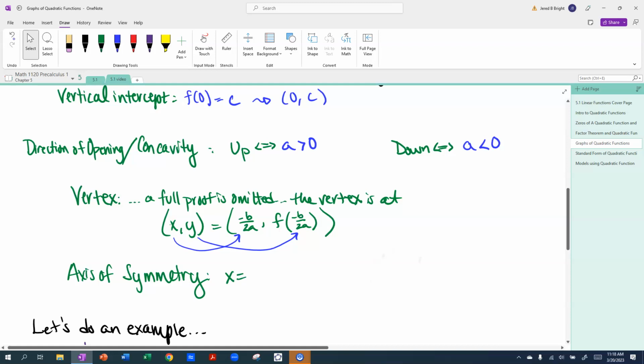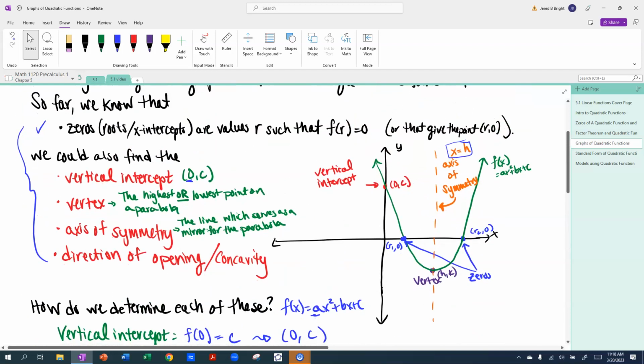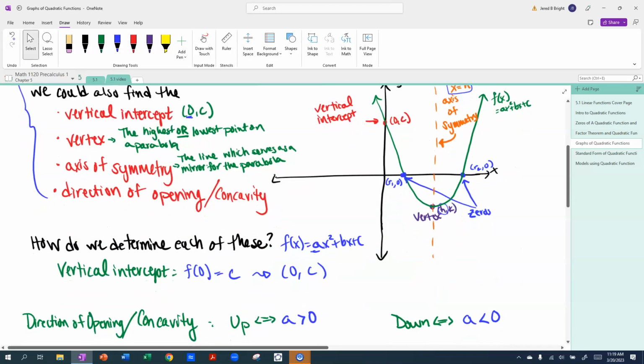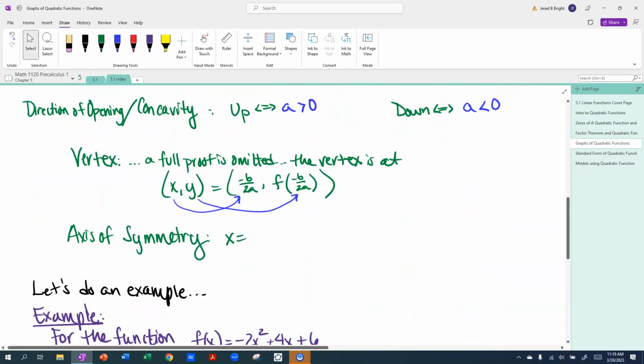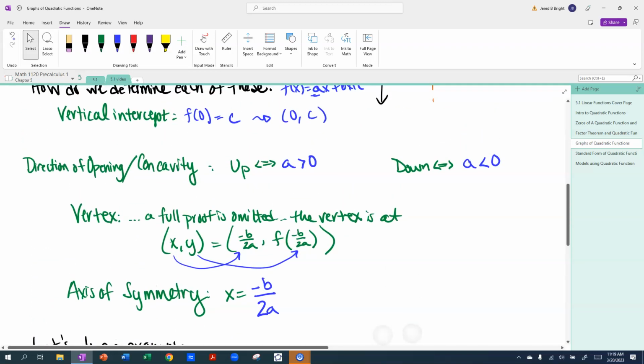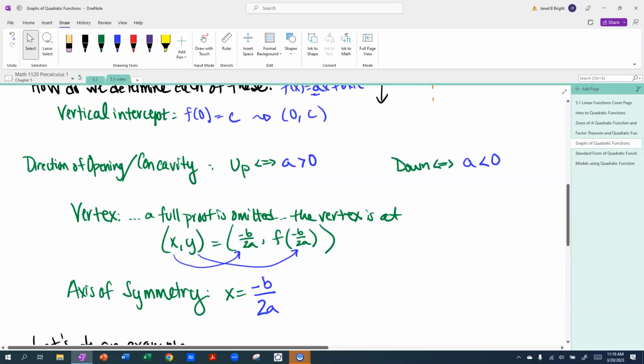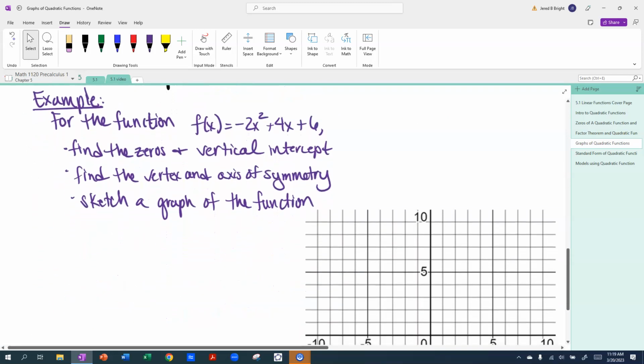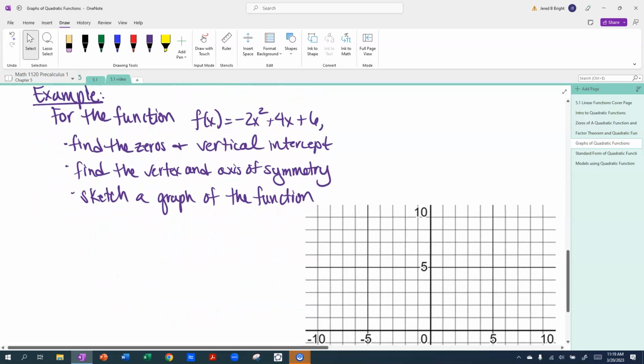And finally, to find the axis of symmetry, if we look at the graph here, we notice that the axis of symmetry goes through the vertex, right? The x-coordinate of the vertex. So once we find the x-coordinate of the vertex, we've actually found our axis of symmetry. We just say it's the line x is equal to negative b over 2a. All right, so there we go. We know how to find the zeros, vertical intercept, direction of opening or concavity, the vertex, and axis of symmetry. Let's do it in an example. So here's a function. We want to find the zeros and vertical intercept.